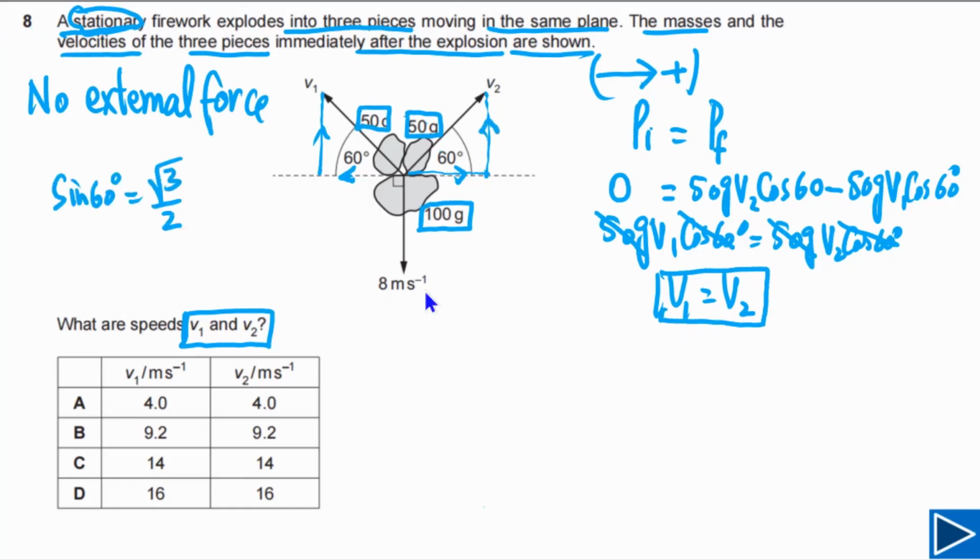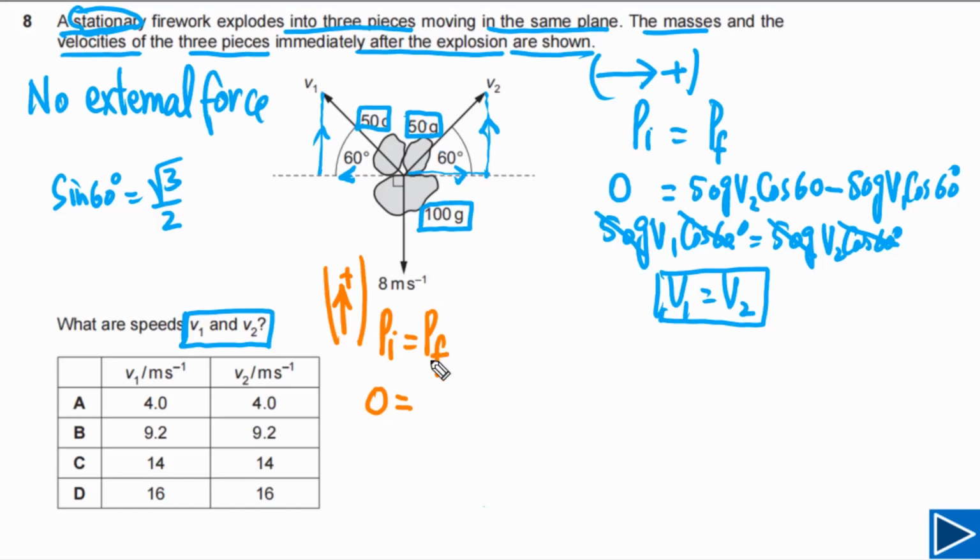Now let's consider momentum along vertical, along the y-axis. As there is no external force acting on this system, it simply means that momentum along vertical is also conserved. And we will take momentum upwards as positive. That's the reason I have drawn this arrow. It means upward momentum is positive. So we will start from here again. Initial momentum of the system along vertical has to be equal to final momentum of the system along vertical. Initial momentum of the system along vertical is equal to 0.